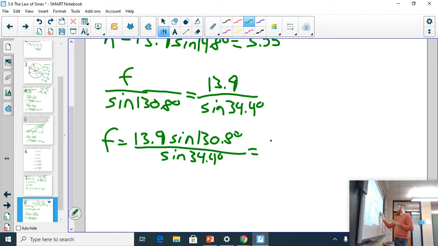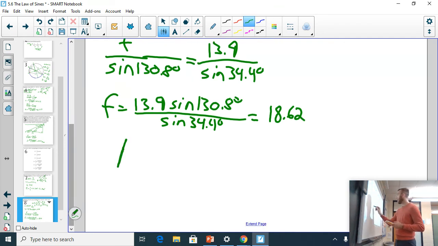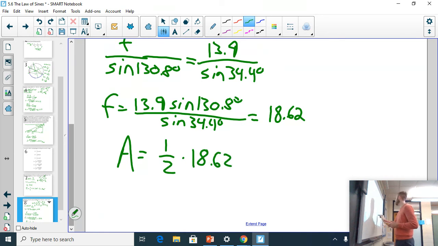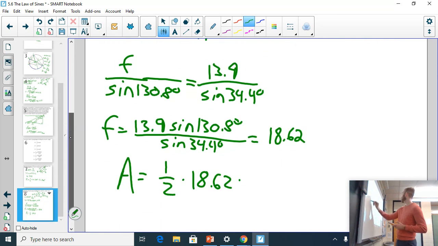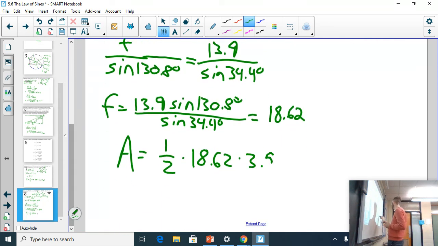I'm getting 18.62. And at this point, we just know that the area, A is not taken this time, so A for area is 1/2 base times height, but in this case, our base is F, which is 18.62 times, and then our height was, what was our height? 3.55. Which is going to be 33.06 and then units squared.